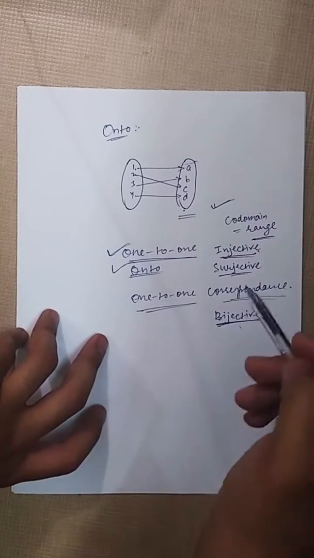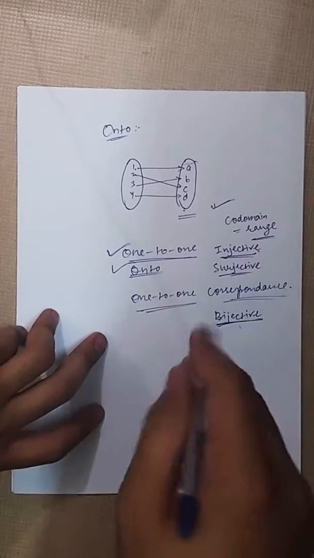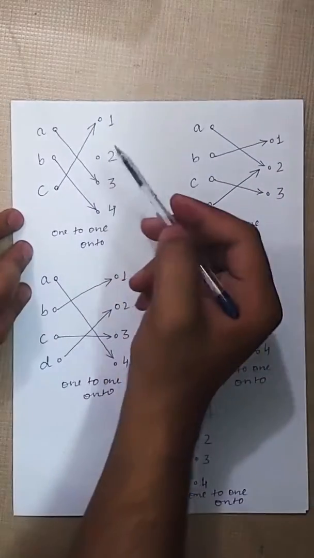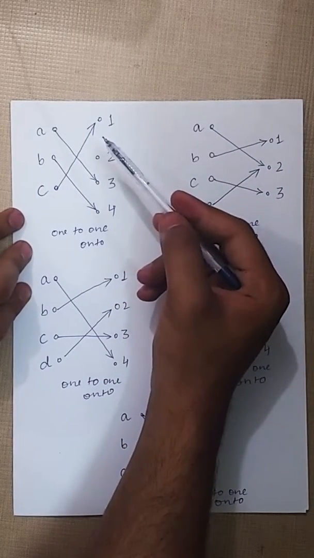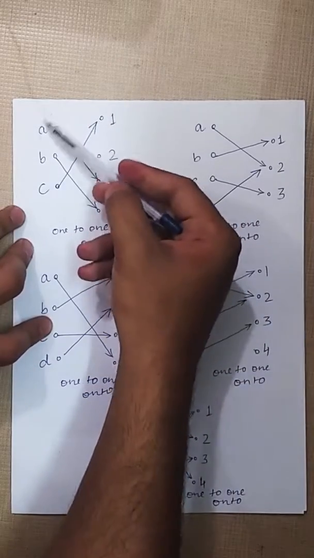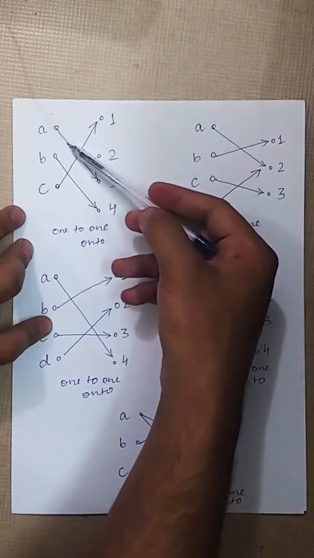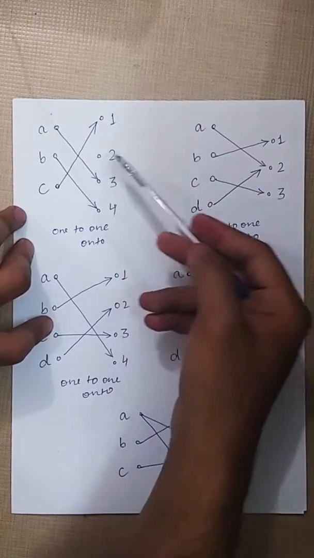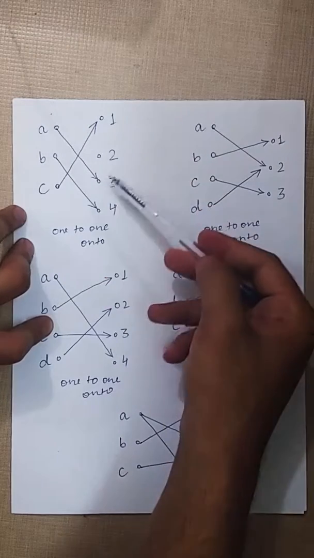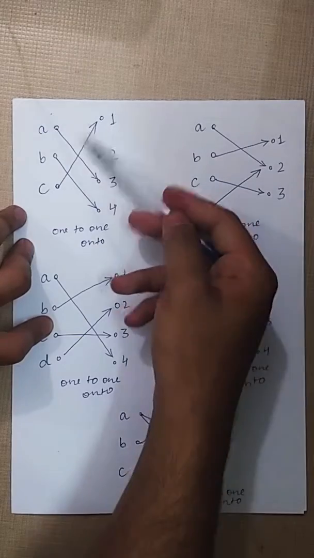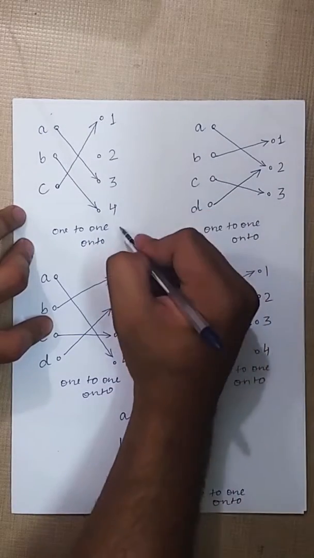Now, here are a few examples to make you understand it easier. Look at this example. Is this function one-to-one? A one-to-one function is one in which the elements of the domain are mapped onto unique elements of the codomain. Is it the case here? C is mapped to 1, A is mapped to 3, and B is mapped to 4. So they are mapped to different elements. So this is a one-to-one function.